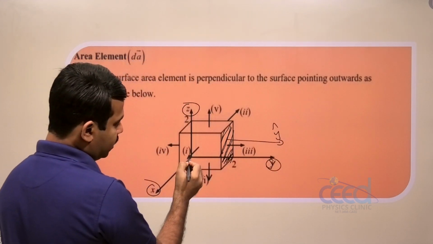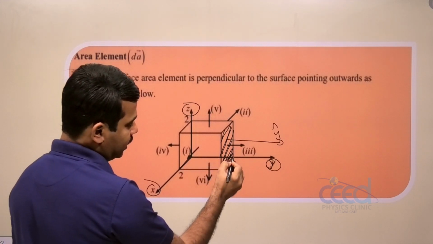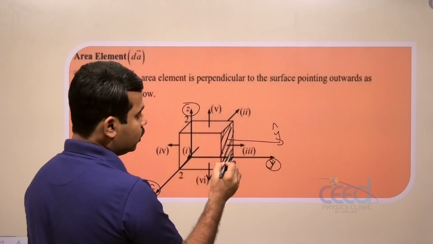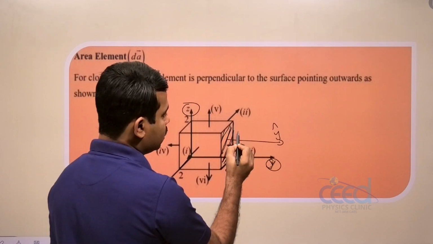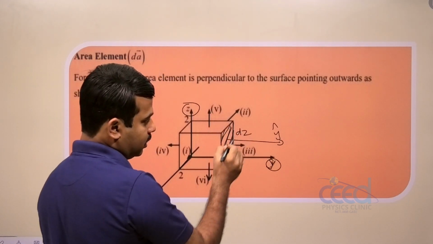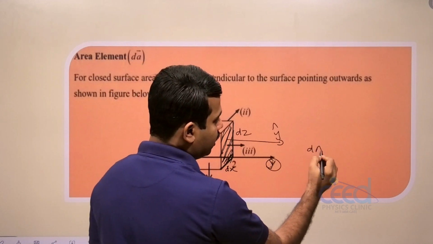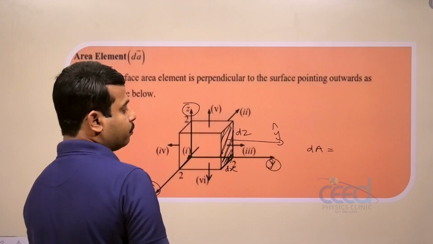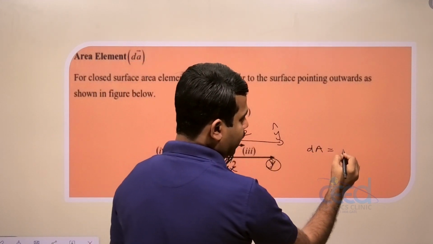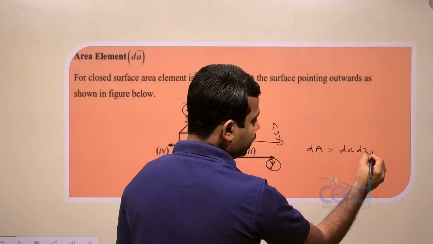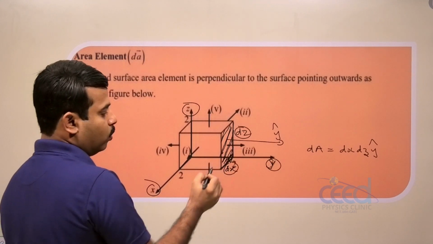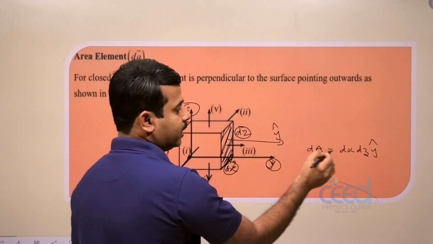Now here is how we find it. Suppose a small length in the x direction is dx, and along the z axis this small length is dz. How can I represent this area? The small area dA is equal to dx dz y cap, length into breadth, and that direction is y cap.